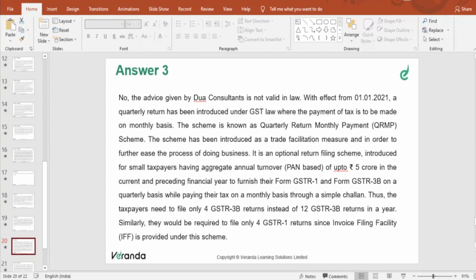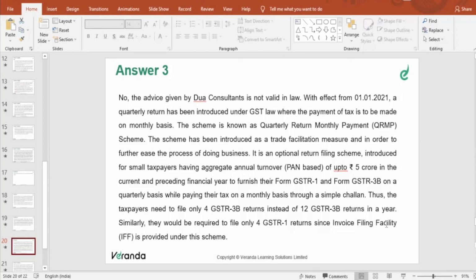Don't mix it up. In QRMP, you get the benefit that you can opt for quarterly returns in one state and monthly returns in another state. It's up to you. But when you're seeing eligibility, you'll have to see the aggregate turnover on a PAN India basis. Now, how does it work out? They may file their GSTR1 and GSTR3B on a quarterly basis, but their tax has to be paid on a monthly basis through one challan. That way, only for GSTR3B, GSTR1 they'll be filing.